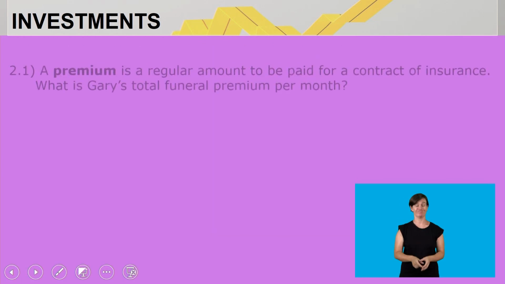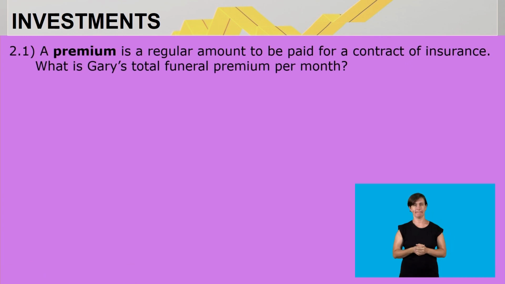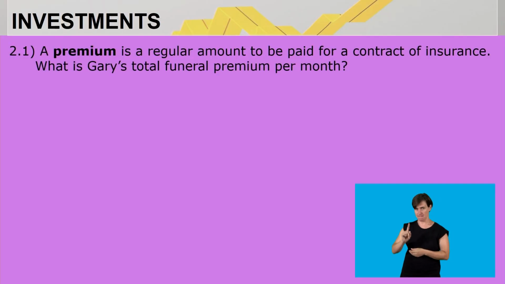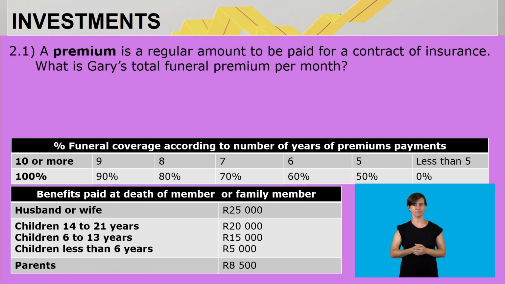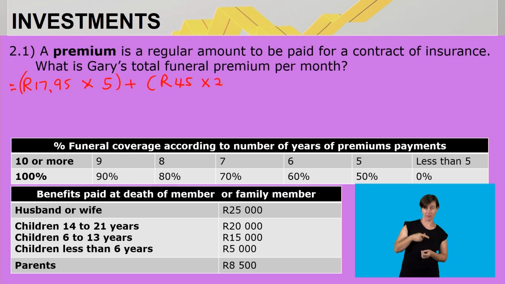Let's look at the first question. Question 2.1. I indicated here that a premium is a regular amount to be paid for a contract of insurance. What is Gary's total funeral premium per month? Remember, in this case it's 17 Rand 95 cents per member. Then we also listed that there are 5 of the members: Gary, his wife, and 3 children. So it will be 17.95 multiplied by the 5 members. But remember, Gary is also paying for his parents, and that is an amount of 45 Rand per month for his mother and his father.